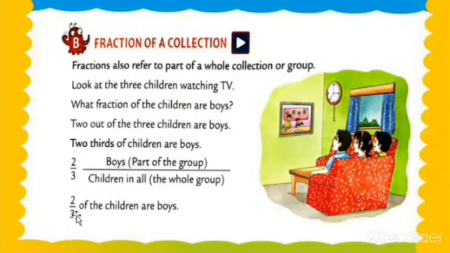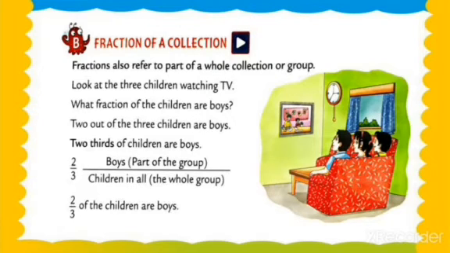Now we move on. 2 upon 3 of the children are boys. We have to mention it like that. Okay, how do we mention it, my dear students? 2 upon 3 of the children are boys. Understood? Like that we mention the fraction of a collection. Now we move on further, my dear students.